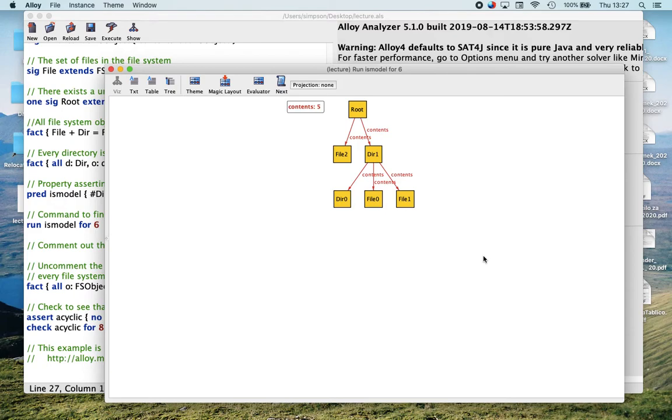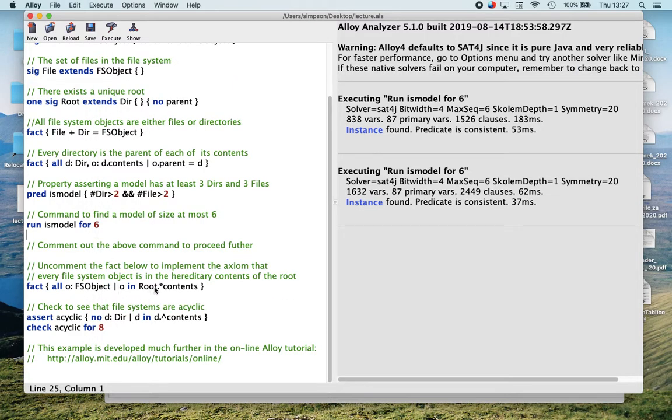Okay, so basically we get a way of visualizing the consequences of our axioms, and we saw that our original set of axioms was not sufficient to implement the idea that every element of the file system is reachable from the root. So we added an axiom to do that using this star, this transitive reflexive closure.